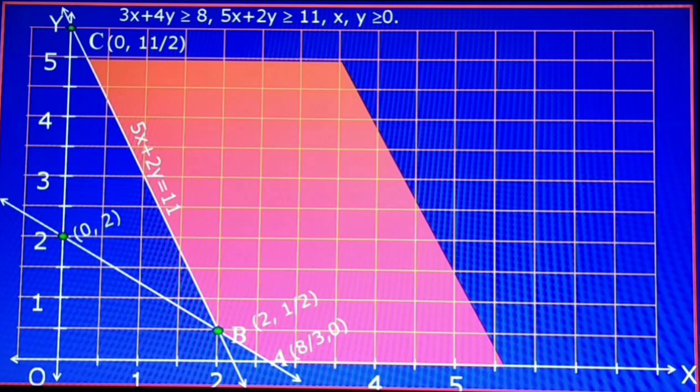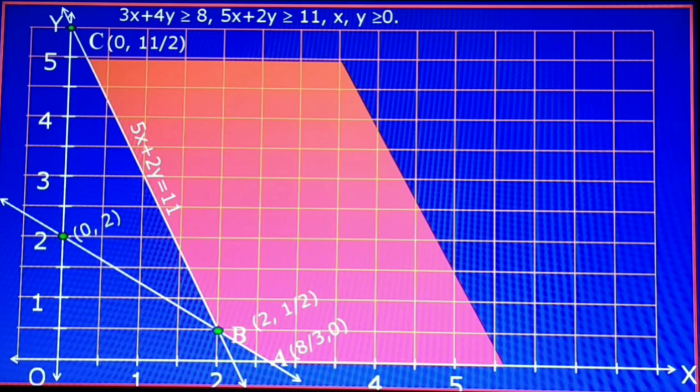And when x is equal to 0, y is equal to 0, 5x plus 2y greater than or equal to 11 gives 0 is greater than or equal to 11, not correct. So for this line also we have to shade above the line. And x is greater than or equal to 0, y is greater than or equal to 0. So we are supposed to shade right of the y axis and above the x axis.